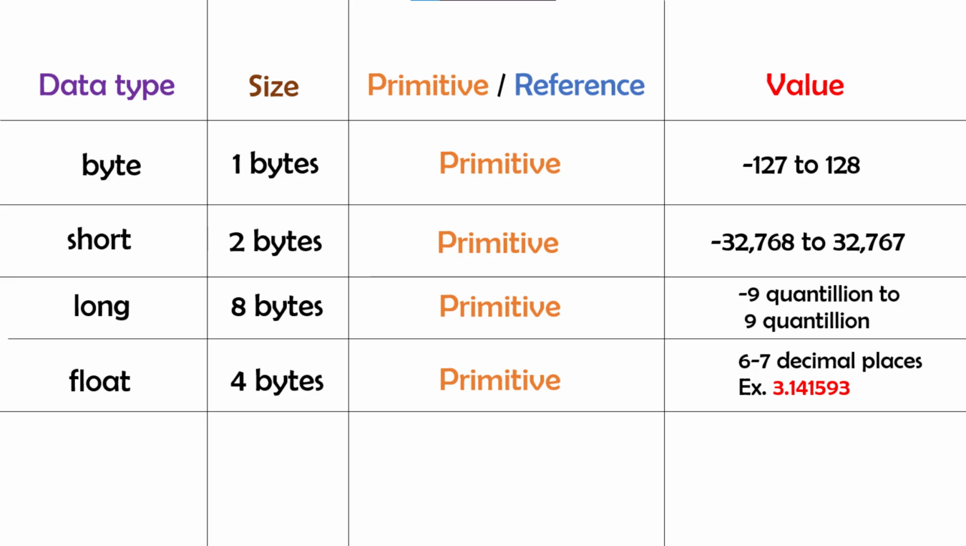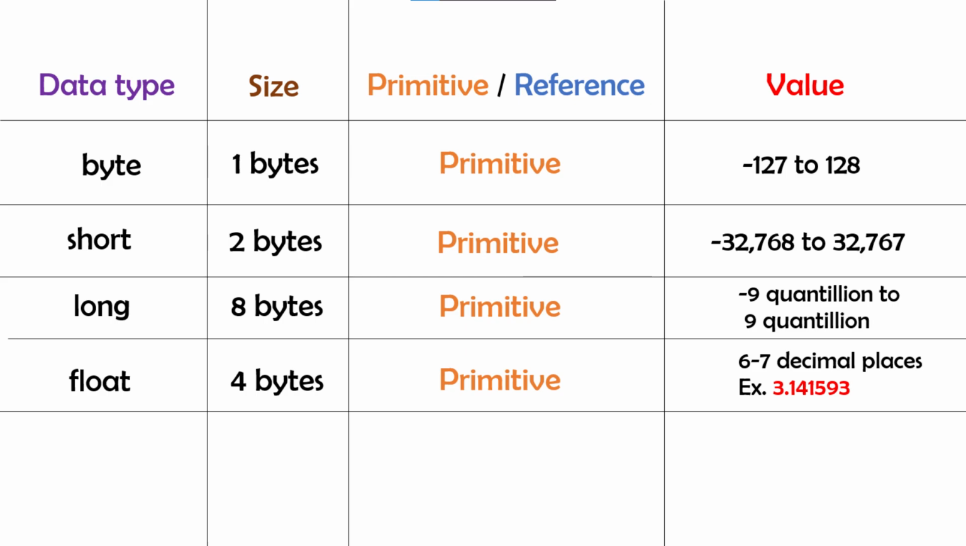We have byte, just like integers, but a bit smaller. So the value it can store is around negative 127 to 128. Next is short, also just like an integer, but its range is around negative 32,768 to 32,767. Next is long, still para siyang integer, but its range is sobra-sobra na ito. I don't think magamit to unless we are really using big numbers like calculating astronomical distance.